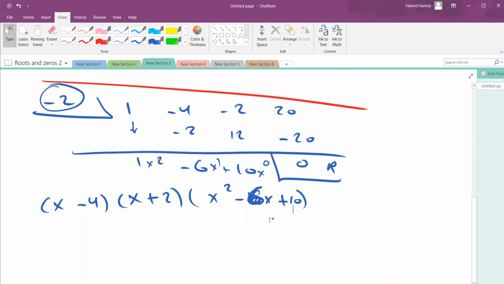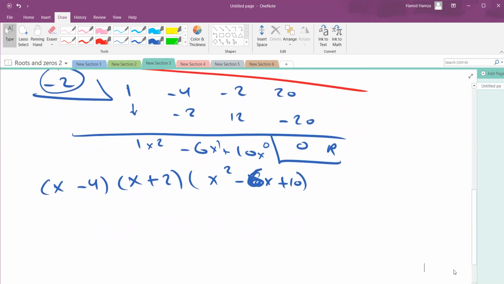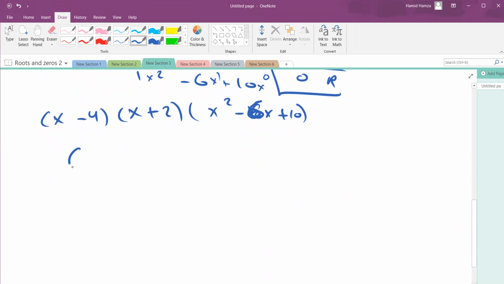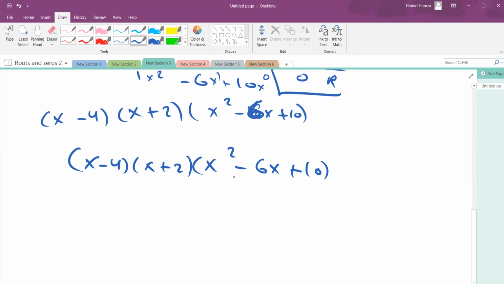If we reach a trinomial or a quadratic, it's very easy, guys, to factorize it. Let me rewrite it again. So it will be x minus 4, x plus 2, and x squared minus 6x plus 10. So if I reach this one, I can deal with this one. I can factorize it. If you can, we can use the general formula, or use your calculator and give me the answer. So use your calculator and find me zeros.